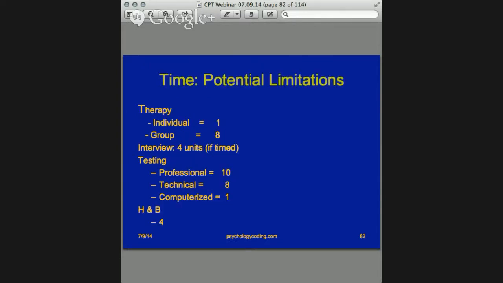Now, as far as time, again, it varies according to insurance company, but all things being equal, I imagine that one could argue that for professional, it could be 10, for neuropsych, and probably half that for psych.